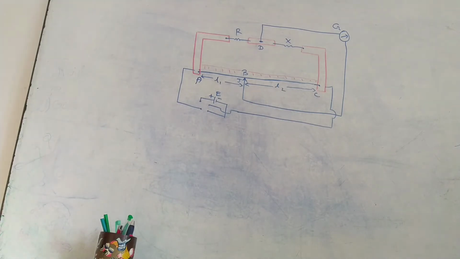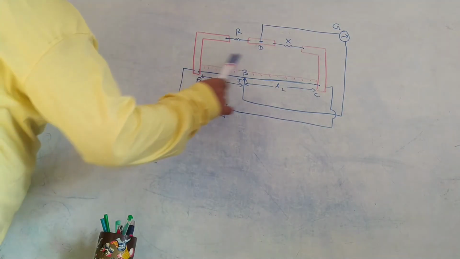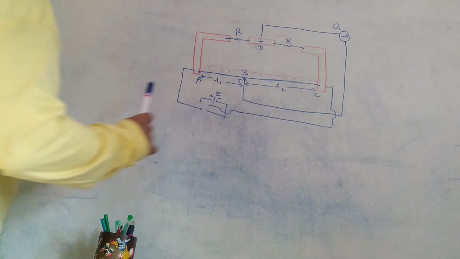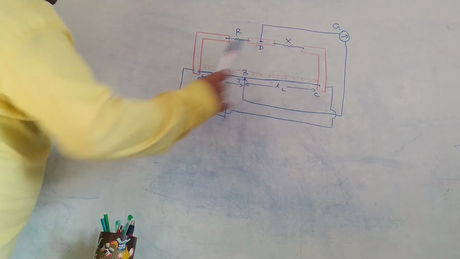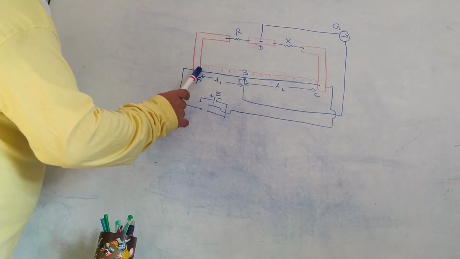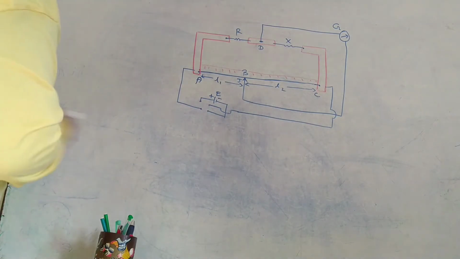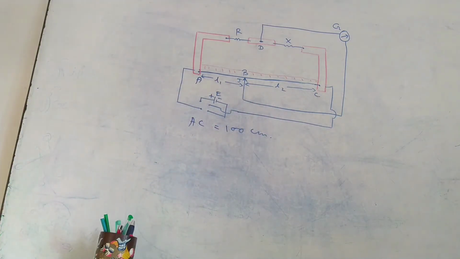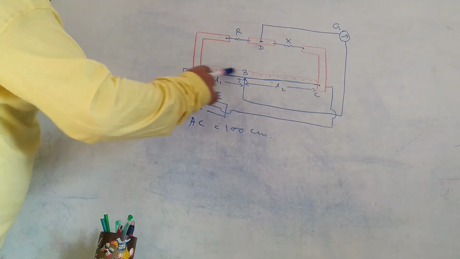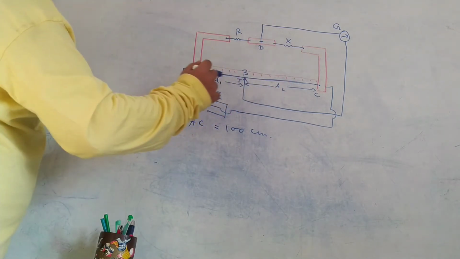Now I am going to discuss the working principle of a meter bridge. This is the construction of a meter bridge where AC is a uniform conducting wire. Its area of cross section is the same everywhere, and the length of AC is 1 meter or 100 centimeter. A scale is placed parallel to this wire, that is AC. That's why we can easily measure the length by this scale.